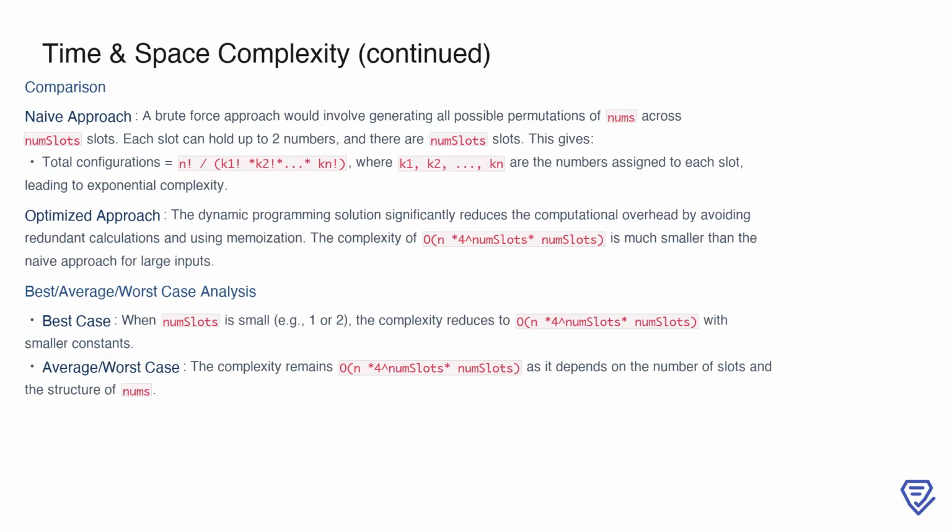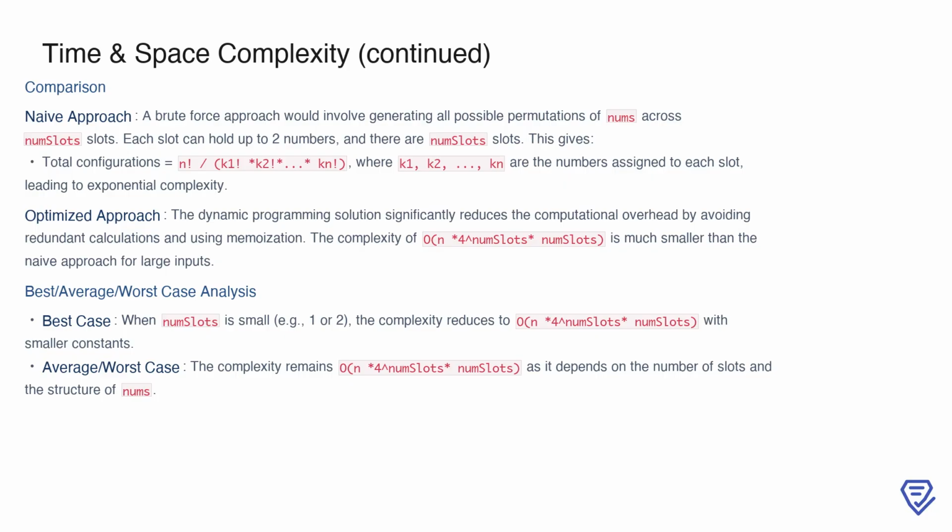To highlight the efficiency of the dynamic programming solution, consider a naive approach where all permutations of nums are generated and distributed across num_slots. Each slot can hold up to 2 numbers, leading to a total configuration count governed by factorials and combinatorics, such as n! / (k1! * k2! * ... * kn!). This results in exponential complexity, which becomes infeasible for large inputs.